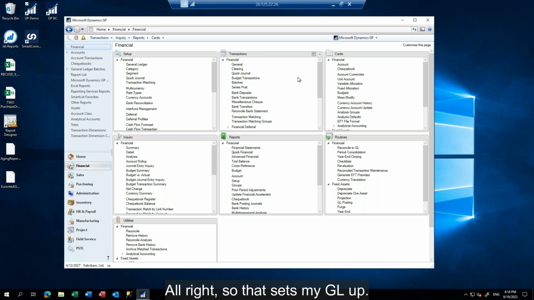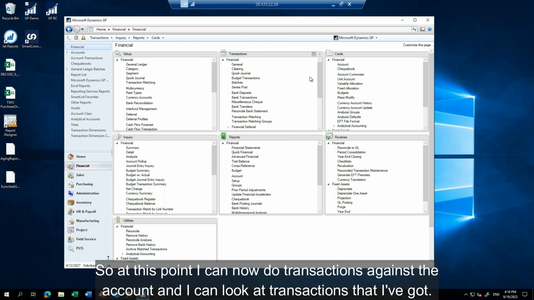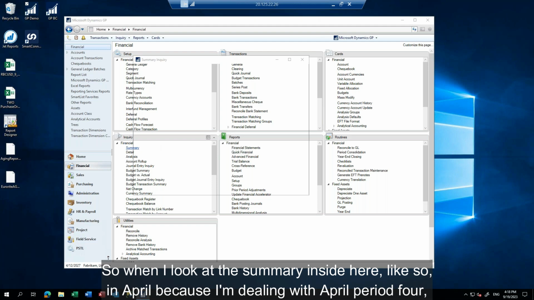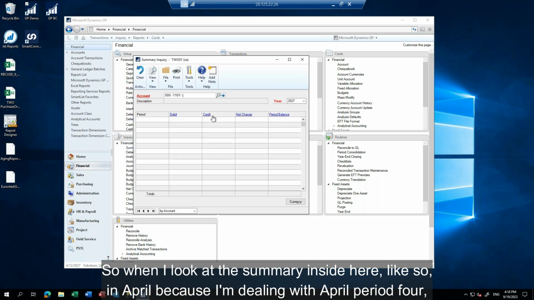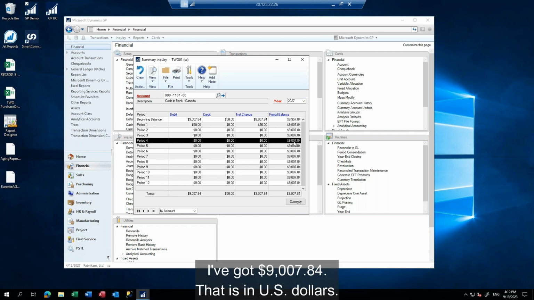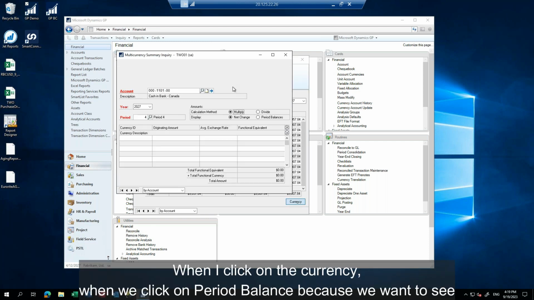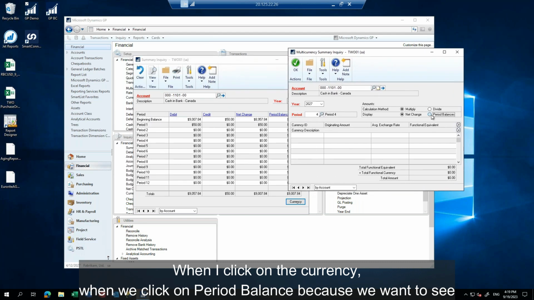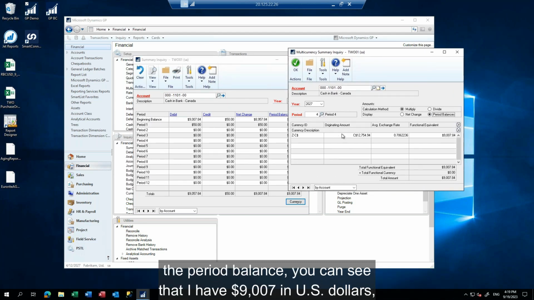All right, so that sets my GL up. At this point, I can now do transactions against the account, and I can look at the transactions that I've got. When I look at the summary inside here, in April, because I'm dealing with April period 4, I've got $9,007.84. That is in US dollars. When I click on the currency, and we click on period balance because we want to see the period balance, you can see that I have $9,007 in US dollars.